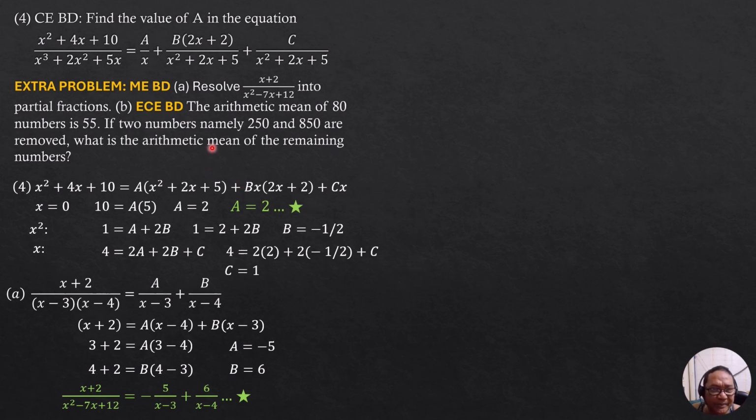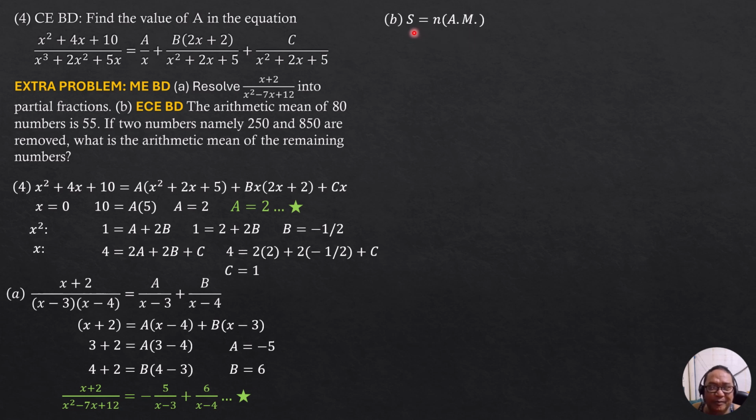Then I proceed to B. The arithmetic mean of 80 numbers is 55. If two numbers, namely 250 and 850, are removed, what is the arithmetic mean of the remaining numbers? Arithmetic mean means average. So therefore, the sum of these arithmetic terms is equal to the number of terms times the average or arithmetic mean.